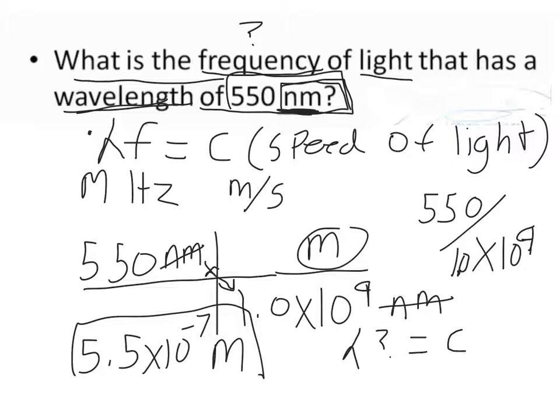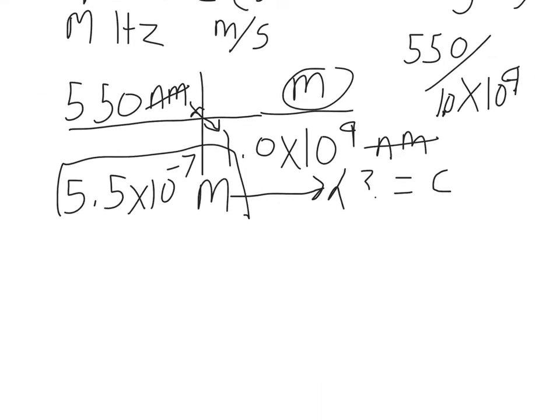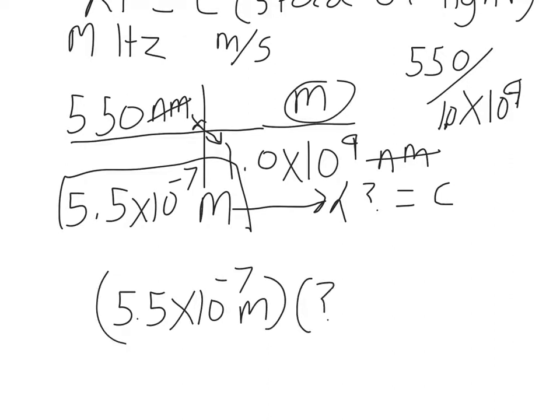So if you're stuck here, then the next step is to see what they give you. So we already know that they gave us 550 nanometers that we had to convert to 5.5 times 10 to the negative 7th. So that's what would go here. So rewriting this, we would have 5.5 times 10 to the negative 7th meters, and we'll put that in parentheses, times our question mark, because that's what we're trying to solve for, equals c.